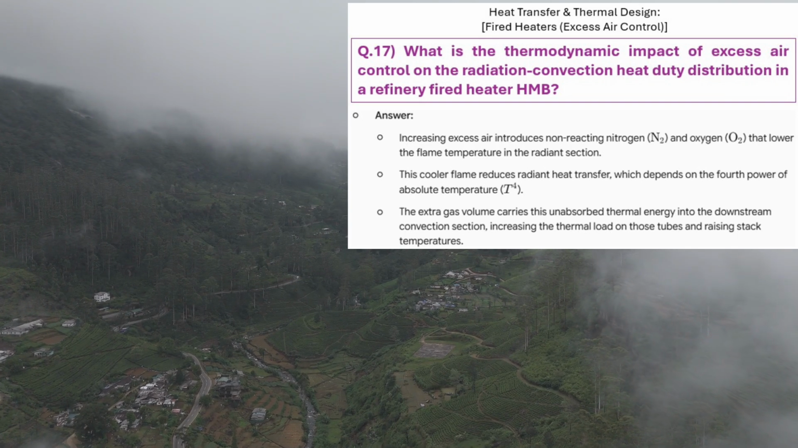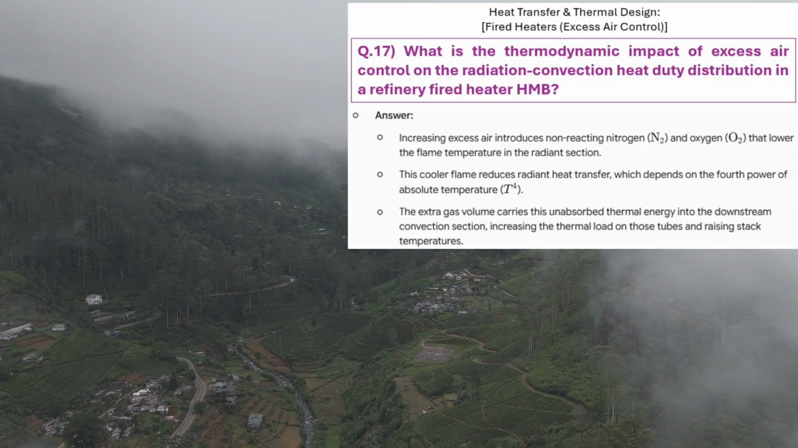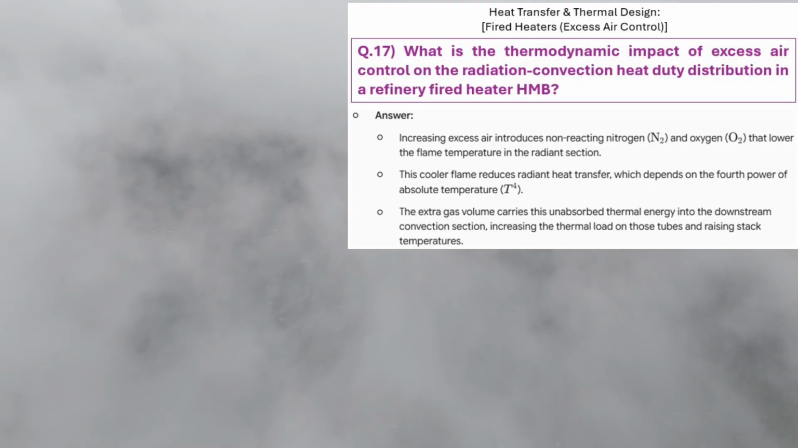This massive, high-velocity gas volume sweeps that unabsorbed thermal energy upward into the closely packed convection section. Walk me through the direct field impact of this upward thermal shift. It drastically and dangerously increases the targeted thermal load on the convection tubes and raises the final stack exit temperatures, venting expensive fuel gas energy. And mechanical risk. Running a heavy vacuum furnace at a sloppy 30% excess air ratio instead of a tuned 15% physically drops radiant absorption by roughly 6%.